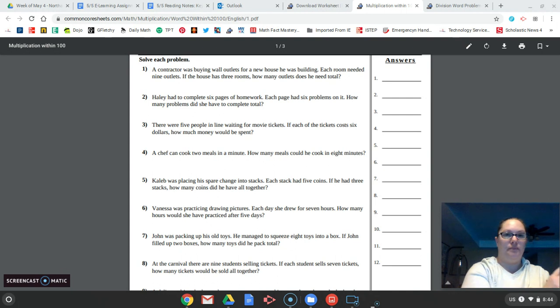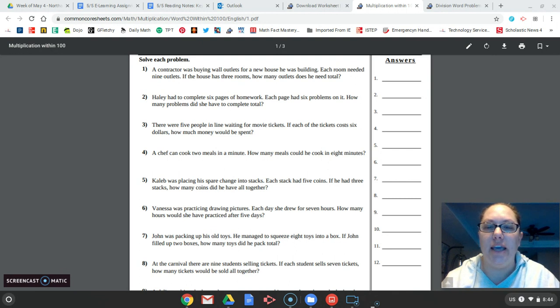Let's do another one. Look at number 2. And remember, first thing we have to do is decide, is this multiplication or division? Haley had to complete 6 pages of homework. Each page had 6 problems on it. How many problems did she have to complete total? So again, we are finding the total. So is it multiplication or division? Multiplication.